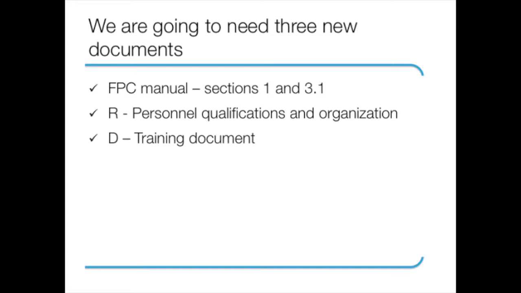First, the FPC Manual Sections 1 and 3.1, 2, Personnel Qualifications and Organization, and 3, the training document. As a first step, go ahead and download the 3 new documents from the right sidebar that have been made available in this step. After you have downloaded the files, move the Personnel Qualifications and Organization into the folder Personnel. In this folder, we will store everything that has anything to do with human resources. Now, when we have some mandatory qualification requirements, we will store the proof that your employees are qualified in this folder too. As for the training document, place it into the folder D Quality Documents.